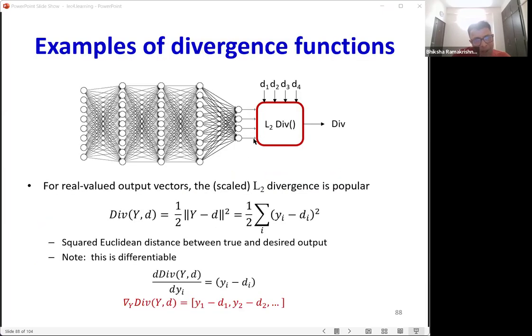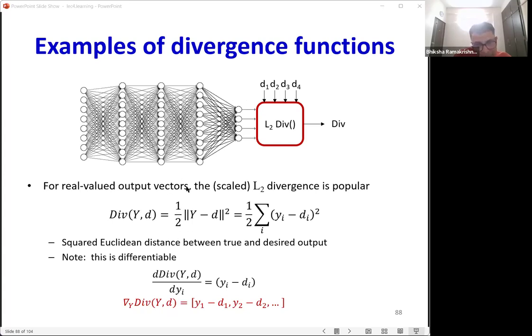And now, what kinds of divergences can we use? If you're doing real valued predictions, for example, if you're doing some kind of a regression and you're predicting real valued vectors, then an obvious divergence function is simply going to be the squared Euclidean distance, which is going to be half.